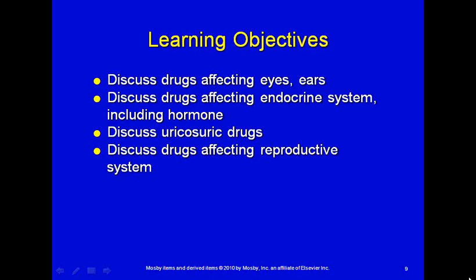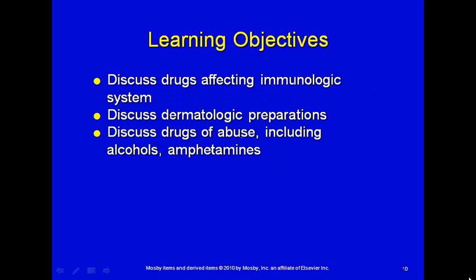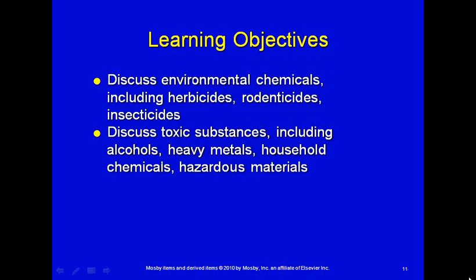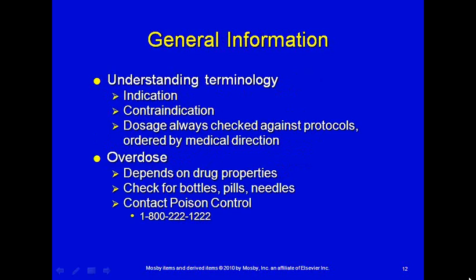We'll look at uricosuric drugs and drugs that affect the reproductive system. We'll look at drugs that affect the immunologic system. We'll look at dermatologic preparations, as well as drugs of abuse, including alcohols and amphetamines. We'll look at environmental chemicals, including herbicides, rodenticides, and insecticides. We'll discuss substances including alcohols, heavy metals, household chemicals, and hazardous materials.